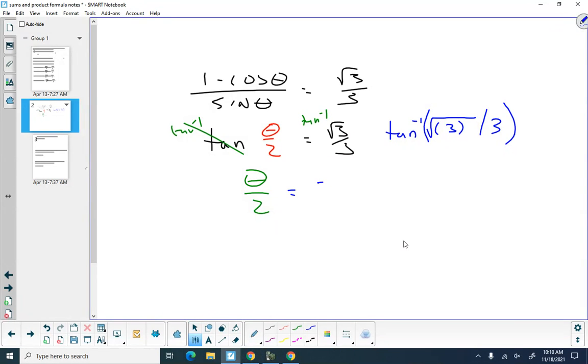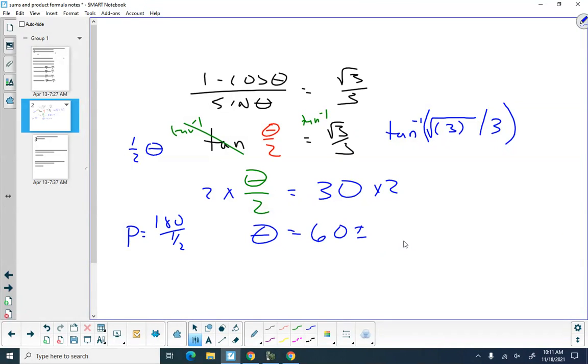So we have theta over 2 is equal to 30 degrees. If I have theta divided by 2, how do I get rid of that division by 2? Multiply both sides by 2. So we have theta is equal to 60 plus or minus the period n. Well, our b value here, I have half theta or theta divided by 2. My b value, once again for tangent, or the period, is 180 divided by the half, or 0.5. So we have 360 n.